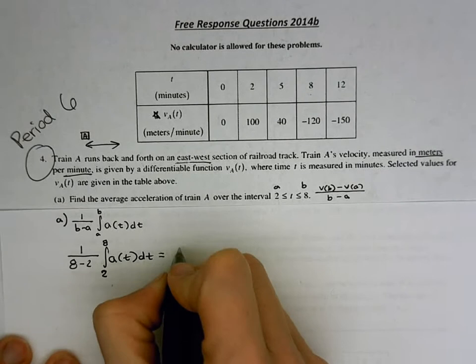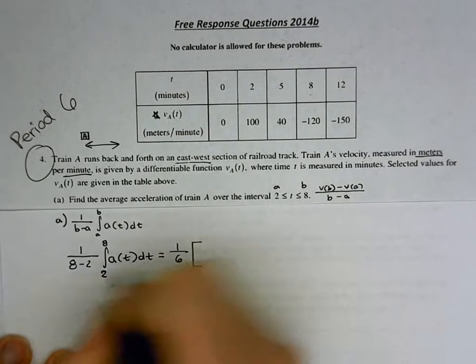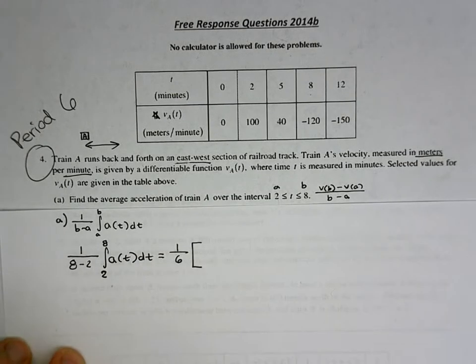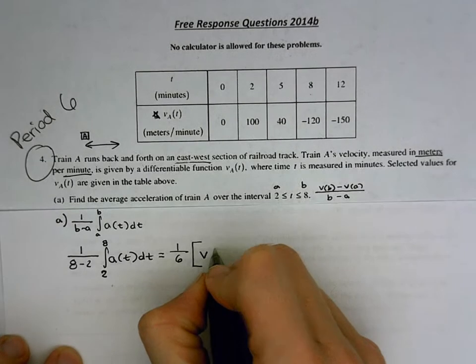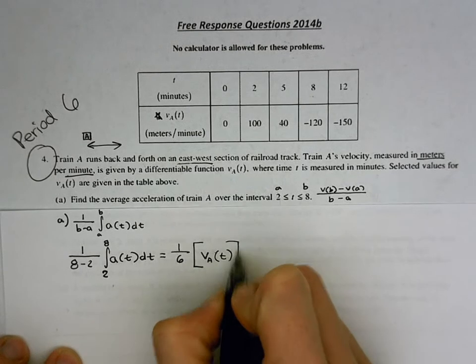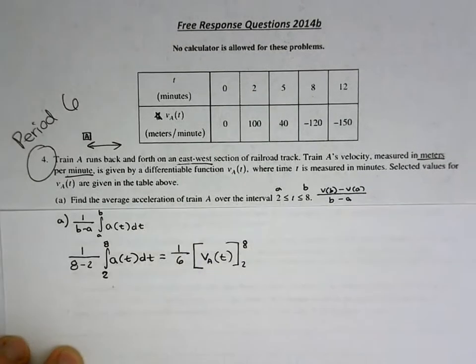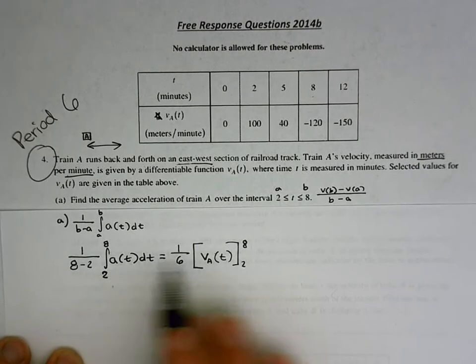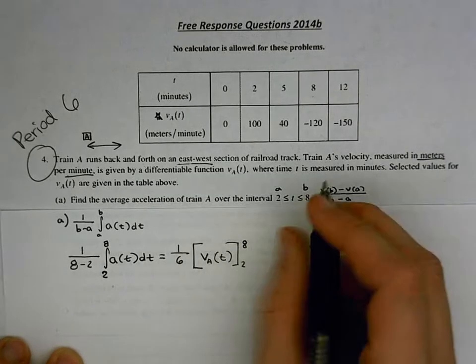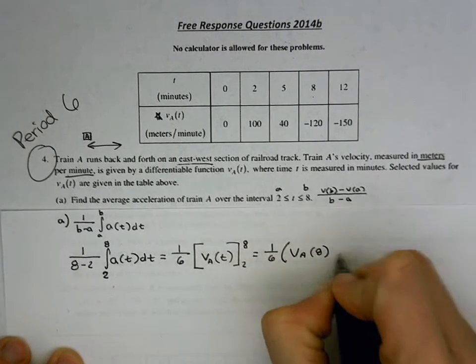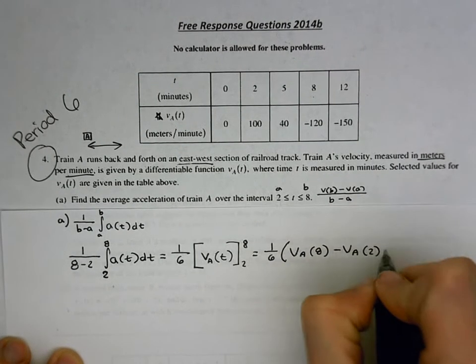Okay, and so then if we're looking to take this antiderivative, this integral of acceleration, the undoing of the derivative that got me acceleration, you get velocity. In this particular case, it's velocity of my train A. That's that relationship. If I took the derivative of velocity, I get acceleration. So the antiderivative of acceleration would be velocity. And then we're going to plug in our upper. So we get v sub a of 8 minus, plug in our lower, v sub a of 2.